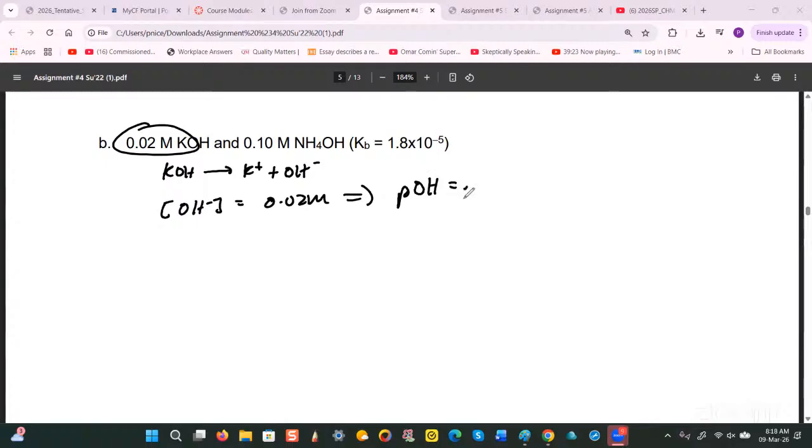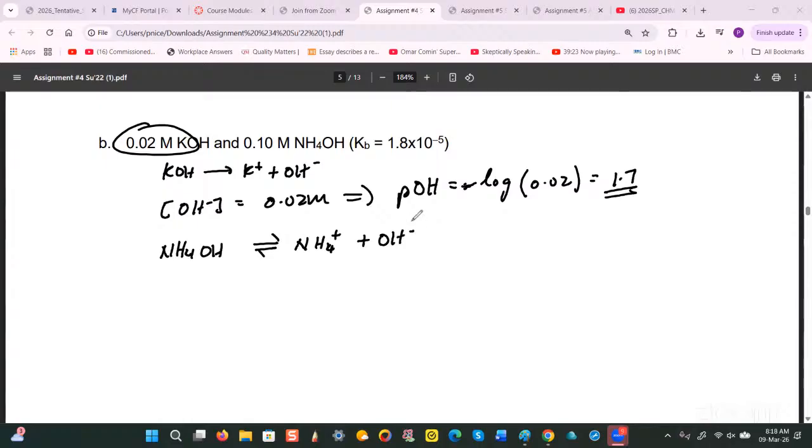minus log of 0.02. So let me see what that gives, 0.02 minus log. So according to my calculation, this works out to be equal to 1.7. All right, 1.7 would be the pOH of the potassium hydroxide. Now for the ammonium hydroxide, that will dissociate to form NH4+ and OH-.